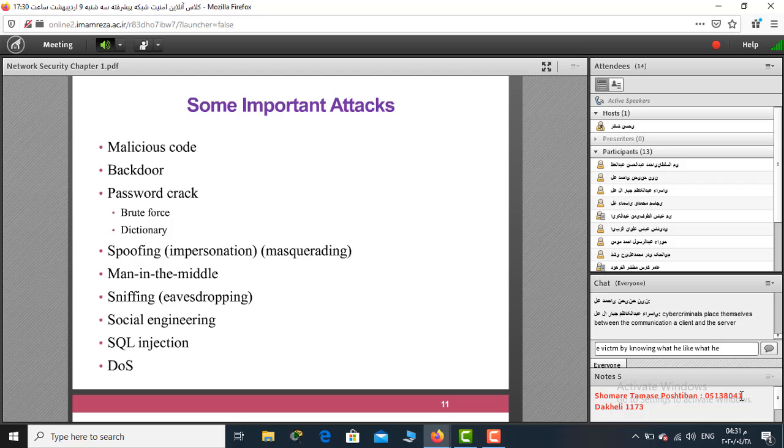And sniffing or eavesdropping. Sniffing and eavesdropping is getting the data from the communication line. Yes, or stealing the data that is sent through a communication channel at the low level, at the bit level, for example, and can be called in Farsi or Arabic as theft and eavesdropping.